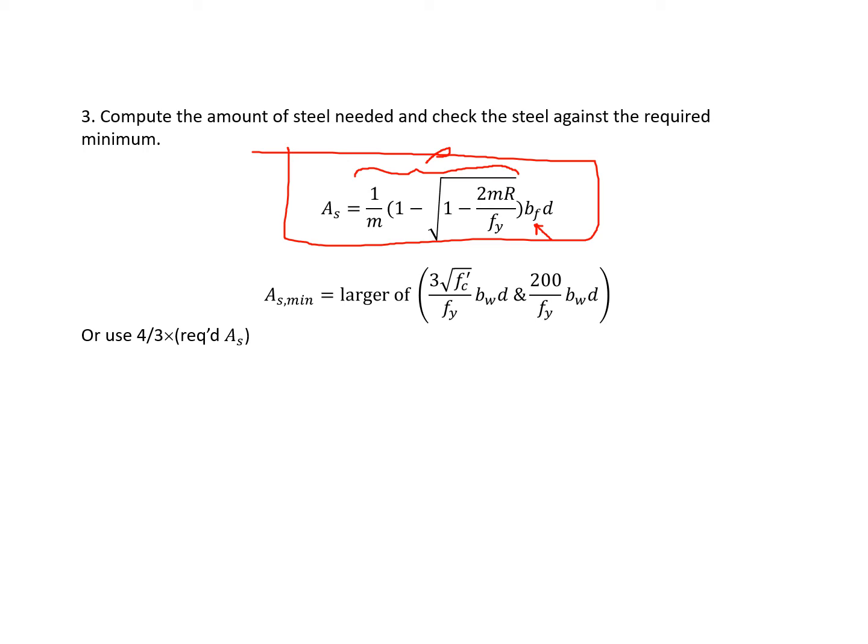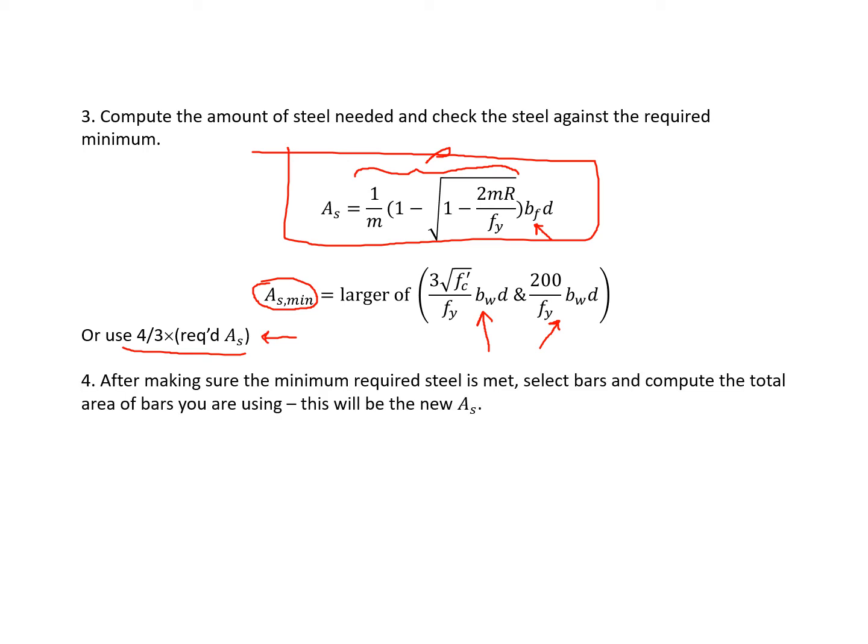Make sure it is checked against the minimum amount of steel, which is the larger of the two values, or if you want, use 4/3 of the required area of steel. This means that if the area of steel you computed here is smaller than the minimum, then rather than the minimum, you can use this 4/3 equation. After making sure the minimum required steel is met, select bars and compute the total area of bars you are using, and this would be the new AS.